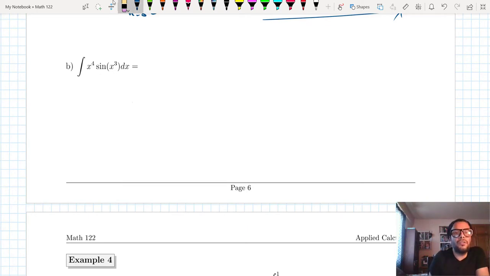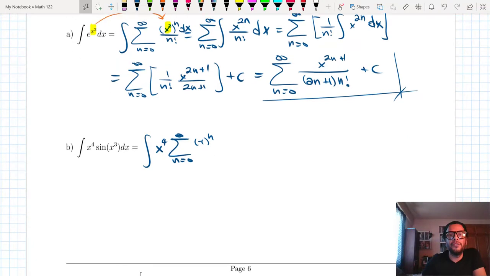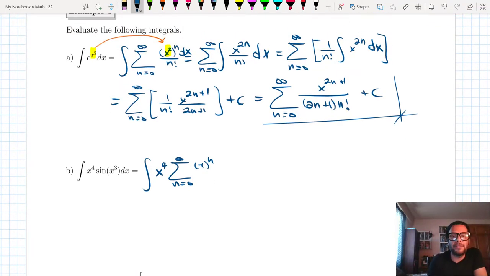Okay, so this is what we do. We are going to write x to the 4th times sine, the representation for sine, which is the sum from n equals 0 of (-1) to the n, times x cubed to the 2n plus 1 over 2n plus 1 factorial. That is the series representation for the function sine of x.